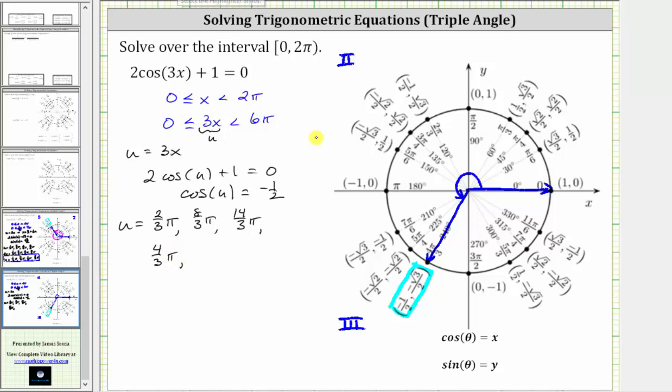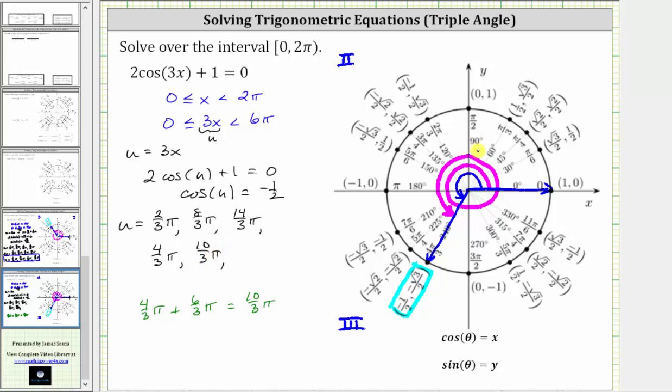But there are 2 more angles in this interval that have the same terminal side, or we can say 2 more coterminal angles in this interval. The next one would be 1 rotation around the unit circle, and then back to the same terminal side, which is this angle, which is 4/3 pi radians plus 2 pi radians. And 4/3 pi radians plus 2 pi radians is the same as plus 6/3 pi radians, which is 10/3 pi radians.